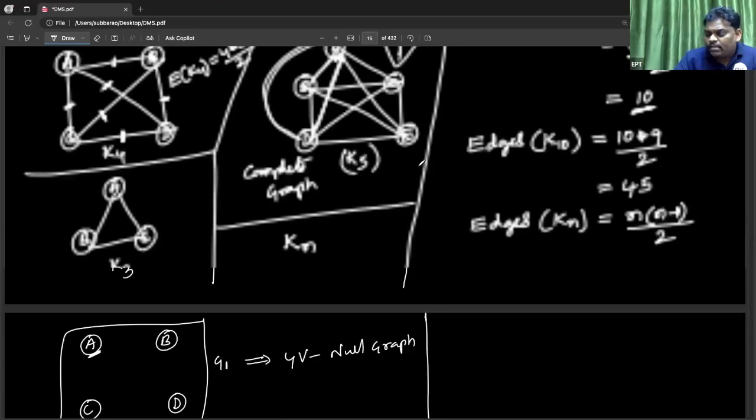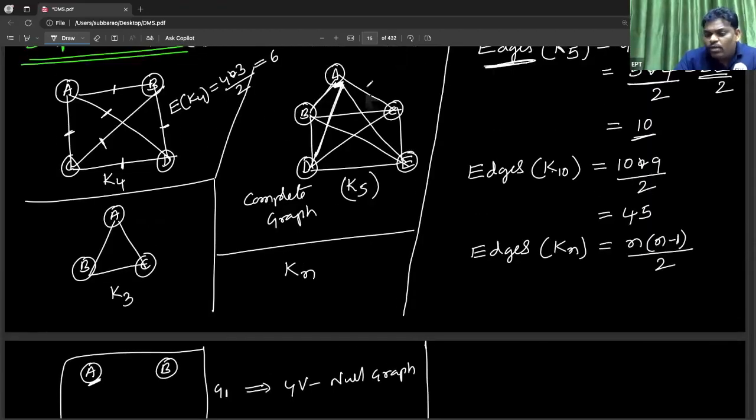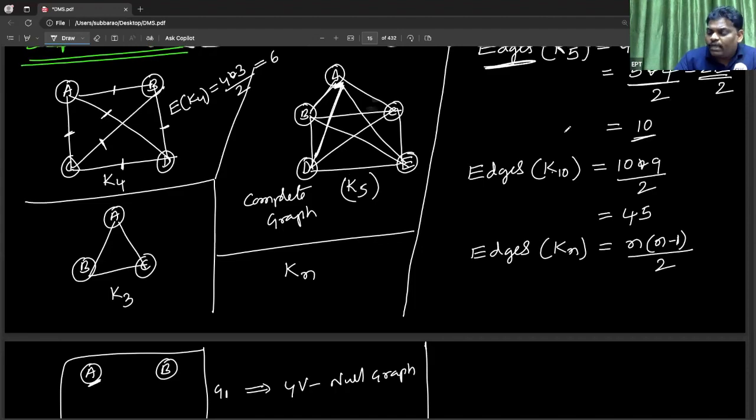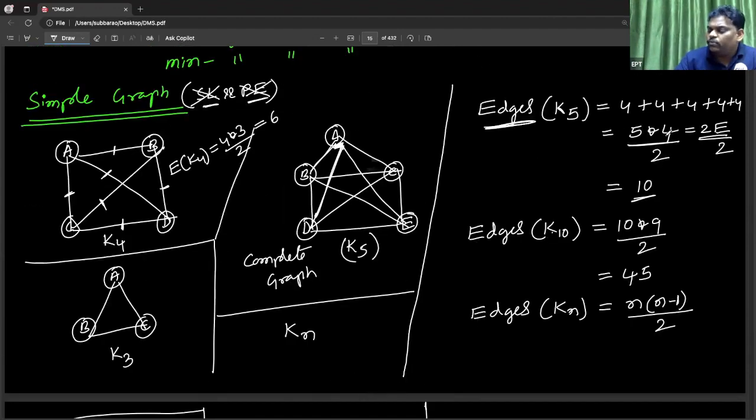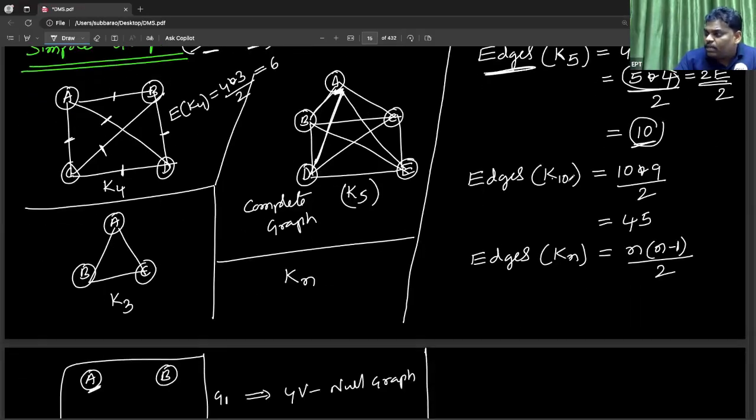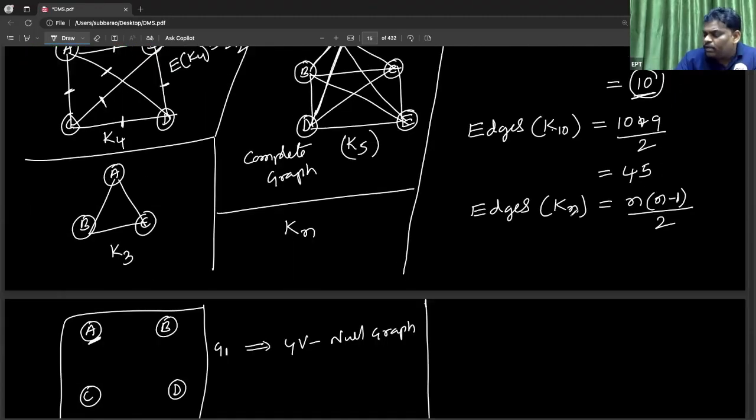Some people are asking, sir, a 5-vertex complete graph contains how many edges? Like this, 5 into 4 by 2. 5 into 4 is the sum of degrees, meaning 2e by 2, so only e will come. So 10. Next one, a 10-vertex complete graph, how many edges are there? 45. Next one, an n-vertex complete graph, how many edges? n into n minus 1 by 2.